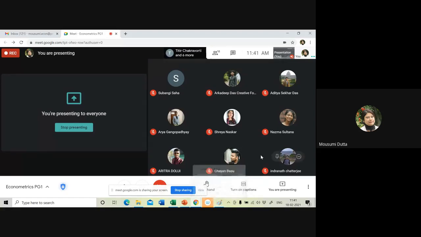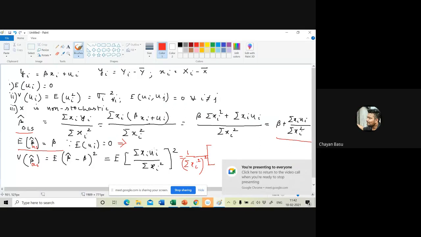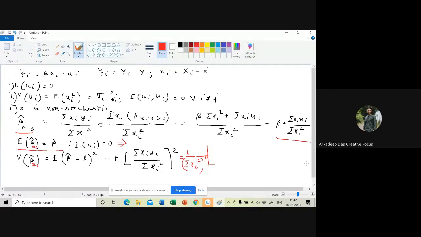Have you forgotten the formula of a plus b whole square? Ma'am, a square plus 2ab plus b square. Yes, then tell me what will be summation xi ui whole square. It is the same thing: x1 u1 plus x2 u2 plus up to xn un, whole square. So what will be the thing? Ma'am, there will be a term xi xj ui uj where i not equal to j.